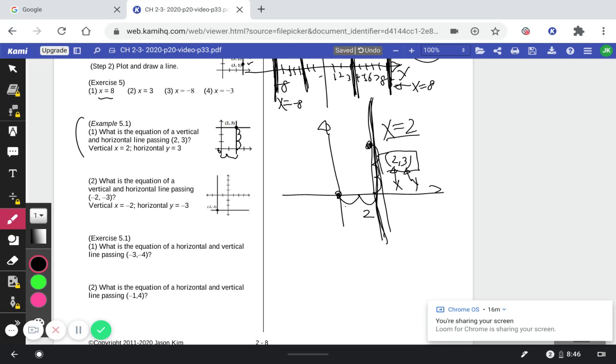Then how does the horizontal line look? The horizontal line looks like this, and it passes through this point, (2, 3). Then what is the equation for this horizontal line? Since this horizontal line only has the same y value, which is 3, y equals 3 is the equation for the horizontal line. Okay.